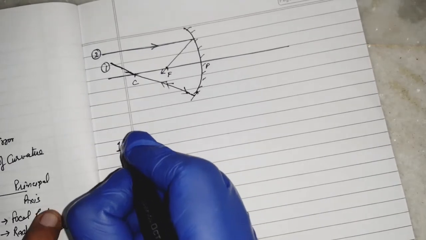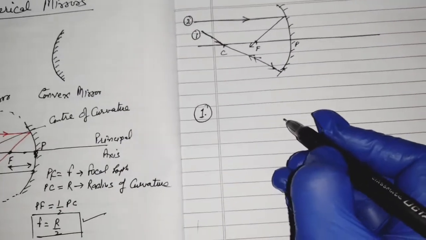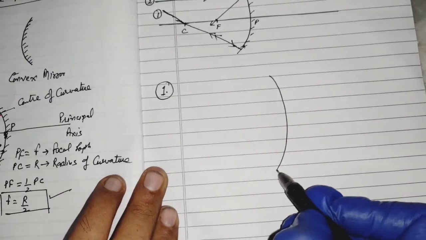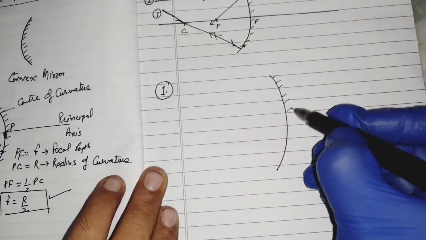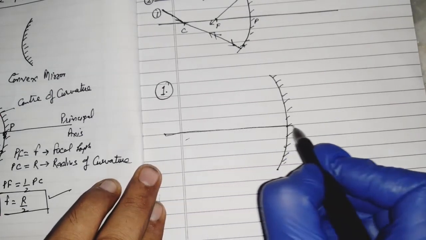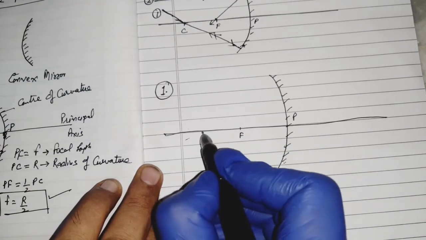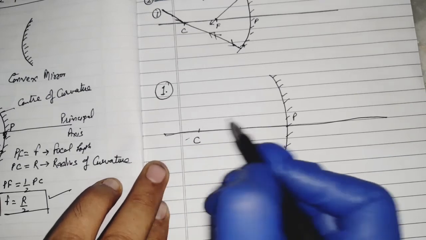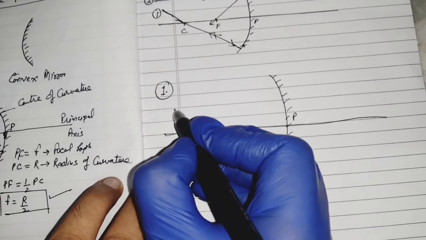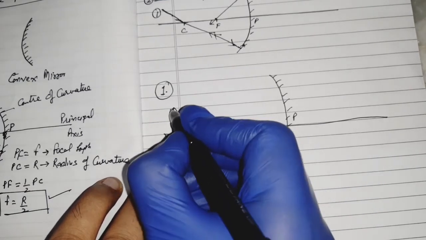So, case number one, I am drawing the diagram. See carefully. Suppose this is our concave mirror. This is the principal axis. This is point P, this is point F, this is point C. And the image is to be formed when the object is beyond C. So this is object AB.